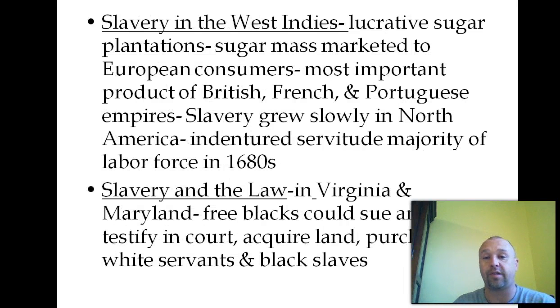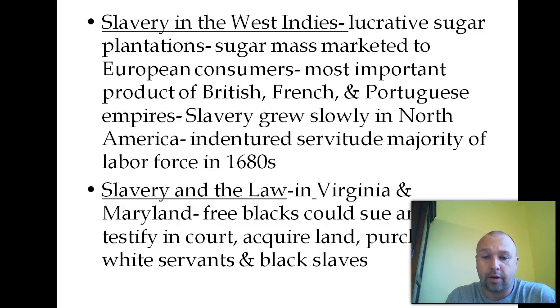The West Indies depended heavily on slavery. The sugar plantations were incredibly lucrative, and sugar was going to be mass marketed to European consumers. So this was not only the most important product for the British, but also the French and the Portuguese empires as well. And slavery is going to grow slowly in the British colonies, but eventually indentured servitude will be pushed aside, and slavery will be in full force in the 1700s.